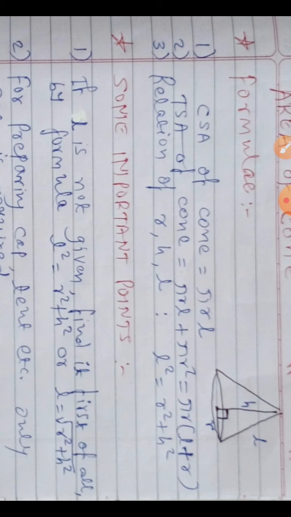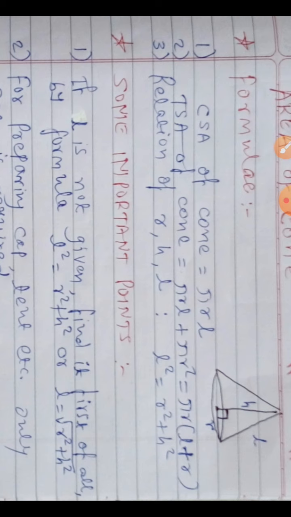So, if you are not given L, but instead you are given H and R, meaning height and radius, at that time first of all you have to find L. Only after finding L, you start your main work of finding area. You can see that relation in formula number 3: L square is equal to R square plus H square. So that is the formula for finding L.